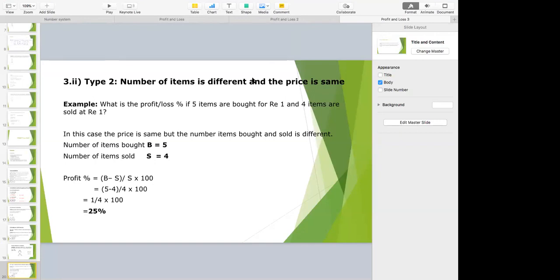And what is the benefit of learning this formula? Can you tell me how you will save time if you remember this formula? Think. Siddharth is saying you will not have to multiply. Shivam is saying no multiplication required. Suramya is saying avoiding the unitary method.